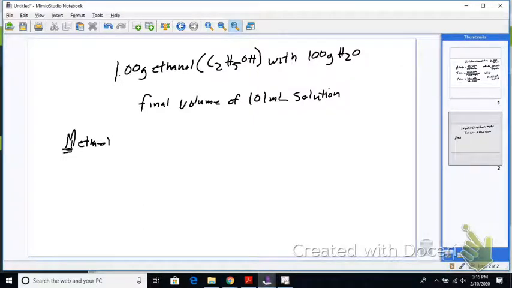So we're finding the molarity of ethanol. So what do we need to do? Moles of ethanol. So we've got to take the 1 gram, and we've got to add this all up. It's going to be 46.08 grams per mole. Okay, so go ahead and do that. Find the molarity of the solution.